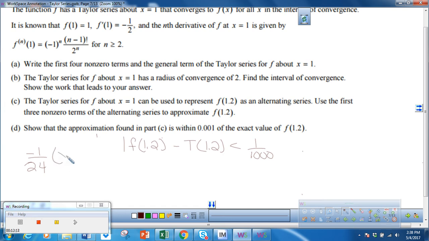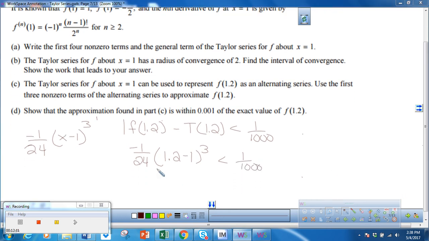(x minus 1) to the 3rd power. That's the next term. So to show that it's less than this, I have to evaluate this term at 1.2. So this is -1 over 24 times (1.2 minus 1) cubed, which has to be less than 1 over 1,000. And what we get, and I'm not sure how much of this you have to write, is 1 over 3,000 is less than 1 over 1,000.